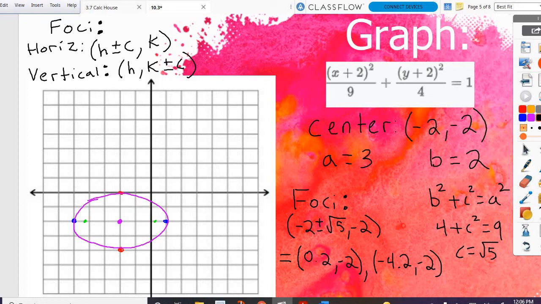Other question? And we won't always have to find our foci. Like if they just asked you to graph it, you wouldn't have to find them. I just know there's a couple in your homework where they ask you to find them. So I just wanted to go over how to find them.